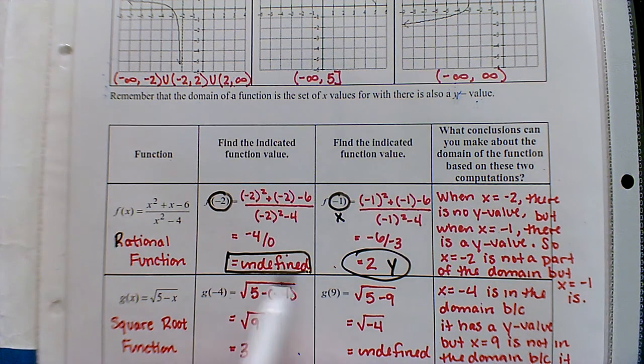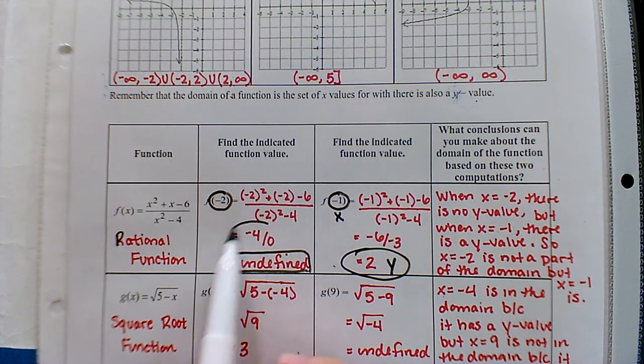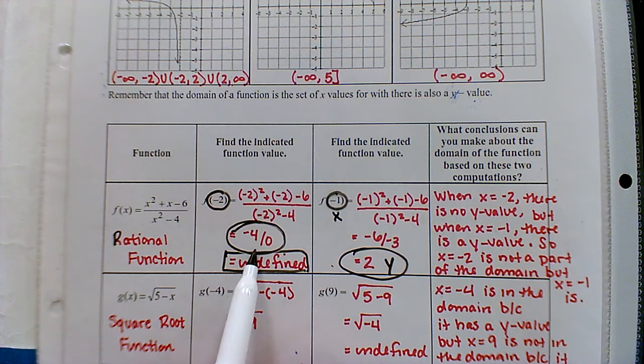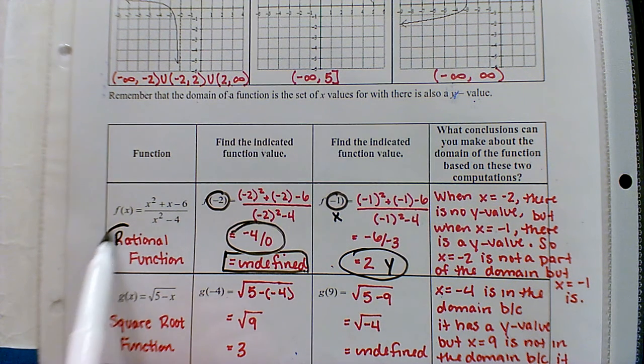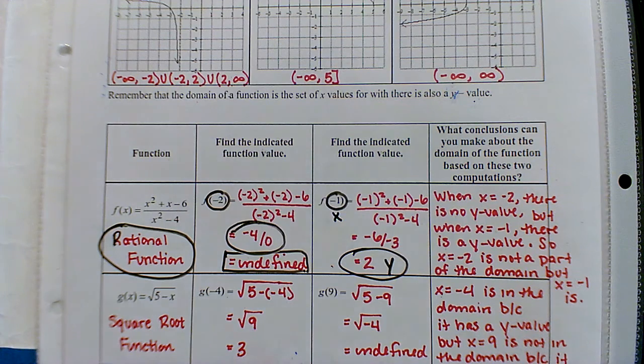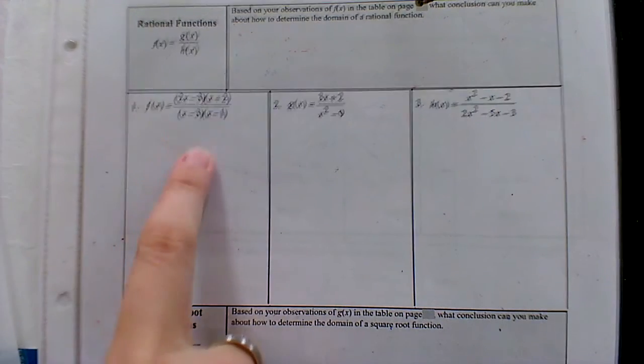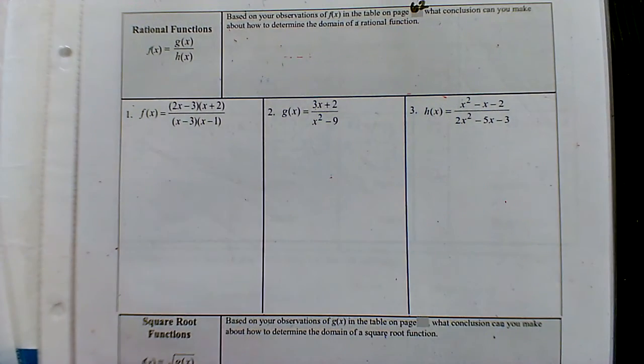Now, we said that this one was undefined, but why were we able to use that word? Why was this outcome considered undefined? Yeah, you cannot divide by 0. We know that in terms of a fraction. And we're going to use that idea today to help us analyze these rational functions. Rational means fraction. So if you take a look on page 63, the first 3 examples, notice how they're all fractions.